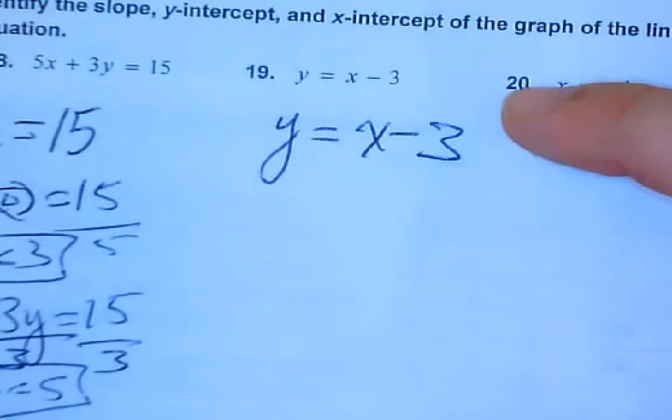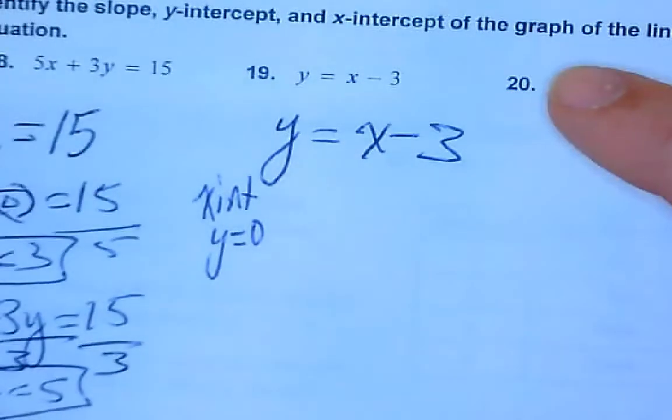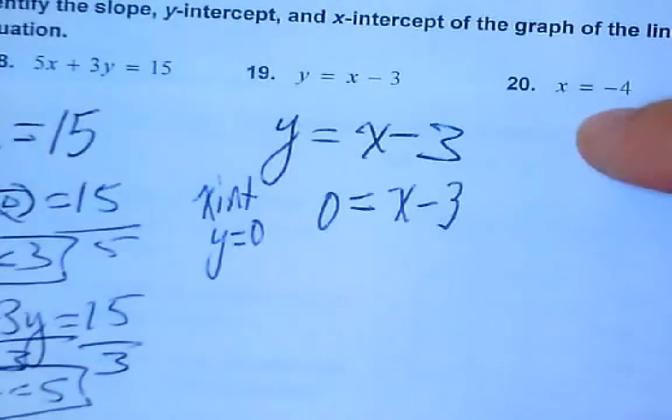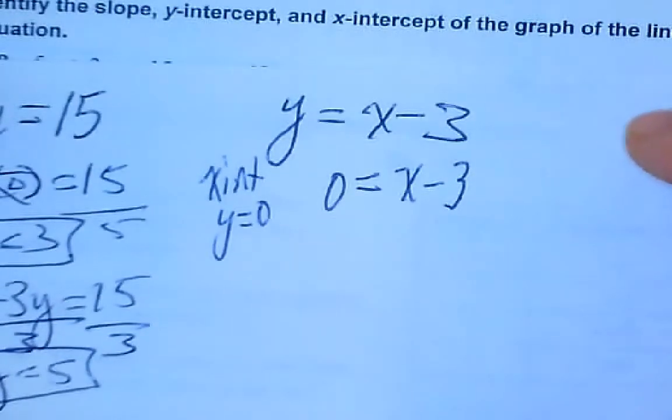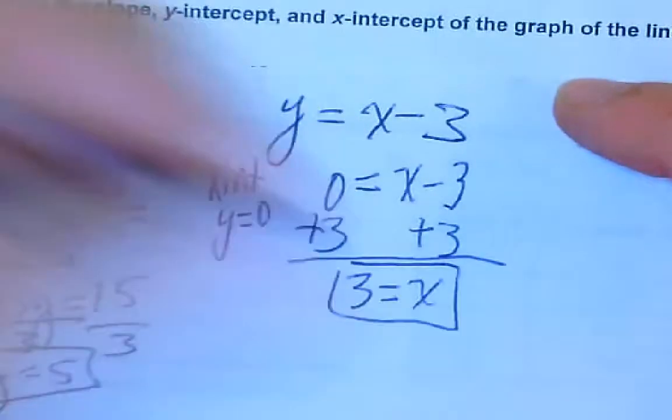We're first going to look at your x-intercept, and that's where y equals 0. So we've got 0 equals x minus 3. So all you got to do is add 3 to both sides, and you get that x is positive 3.